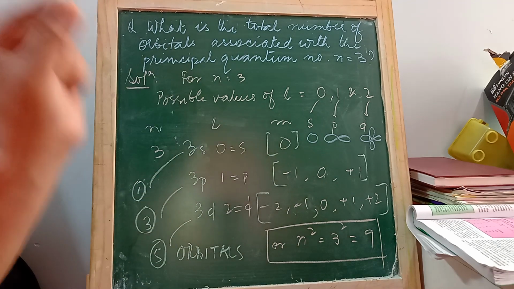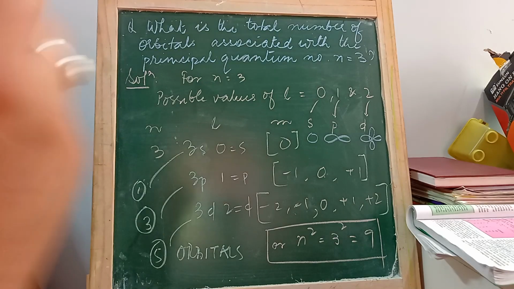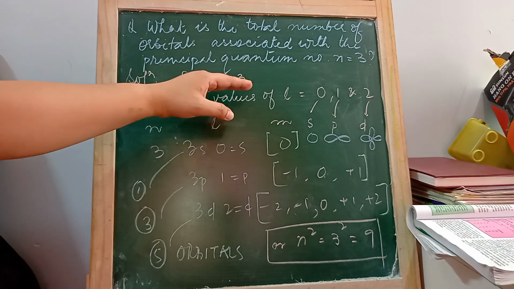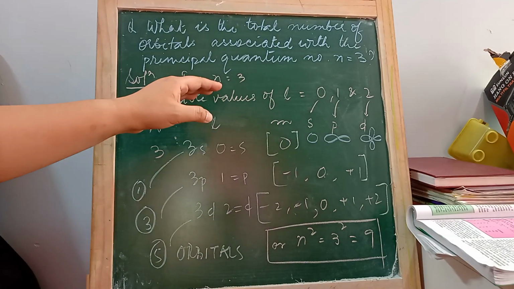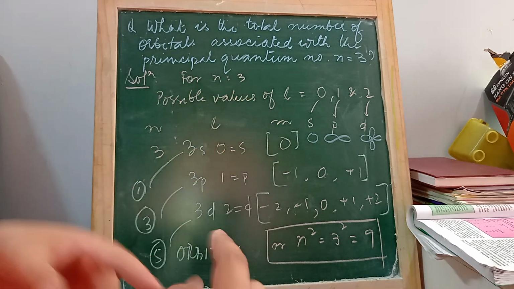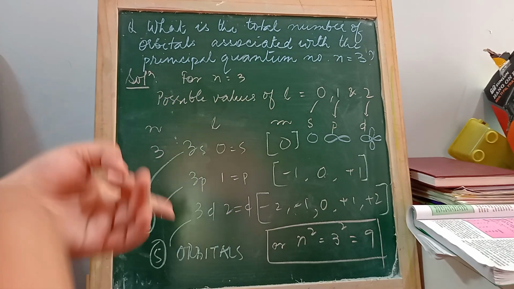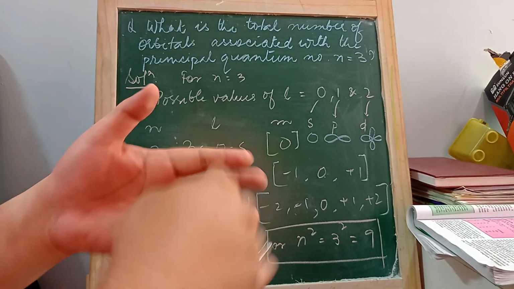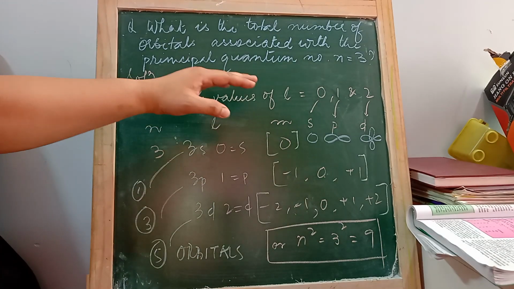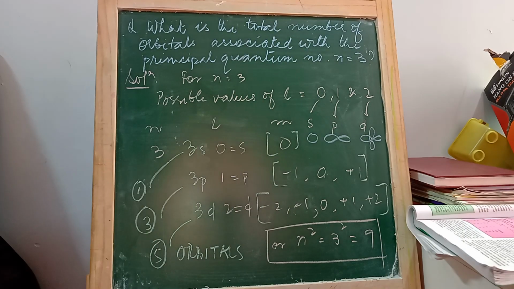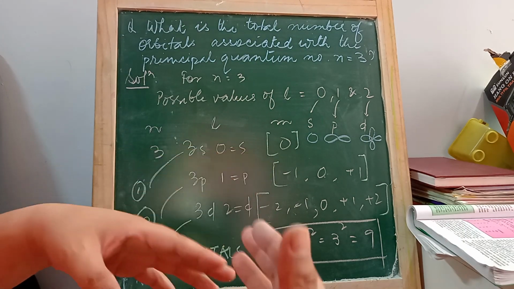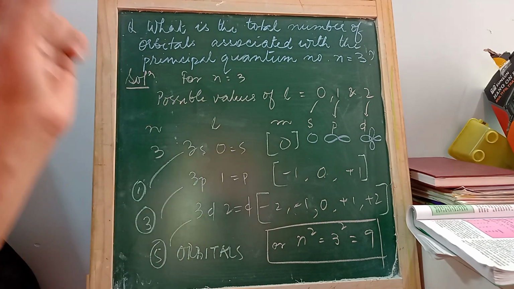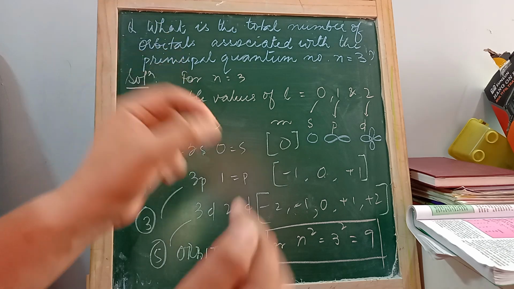The value of n, the principal quantum number, also signifies how many subshells there will be in the shell. N is equal to 3. The number we use also denotes the main shells: first, second, third, K, L, M. So we are talking about the M shell, the third shell. In the third shell, how many subshells will there be? It will be 3.